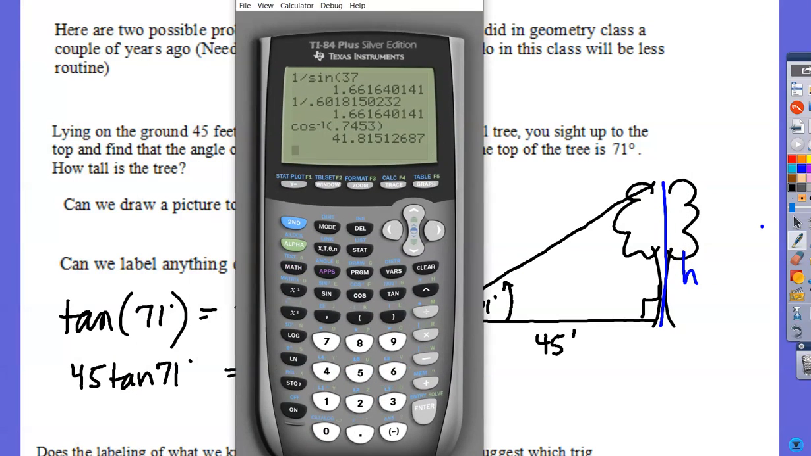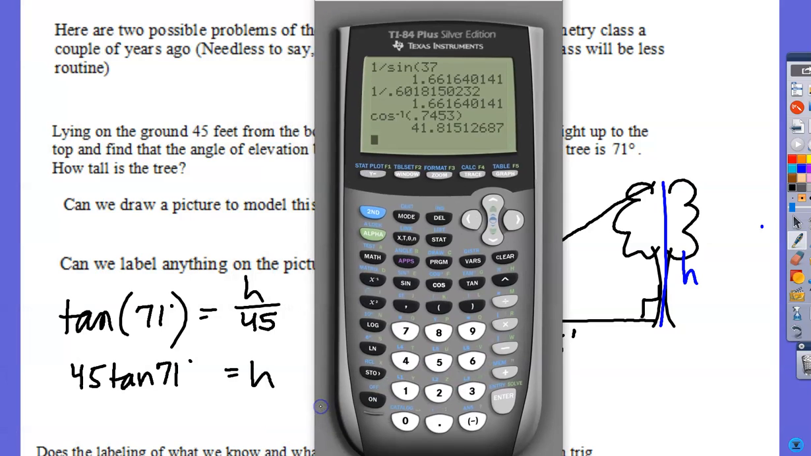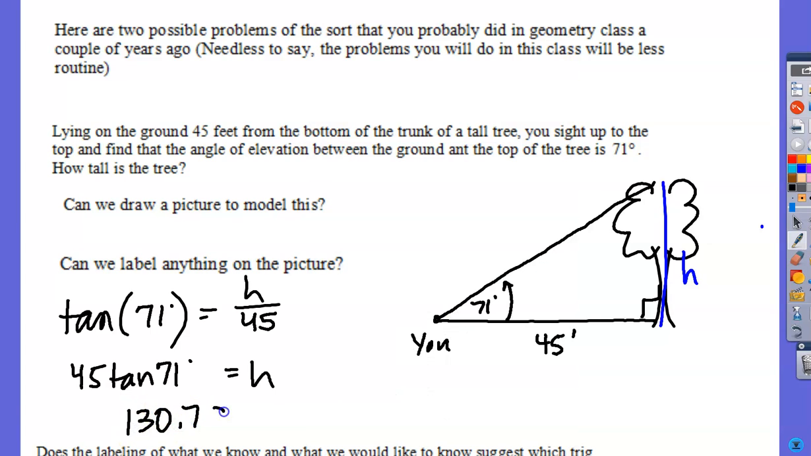Oh my gosh, you guys, it doesn't want to cooperate. Okay. So let's do this. So I've got 45. I can put the multiplication symbol, but it's understood as multiplication if I write it next to it like that. Okay. And so let's go to the nearest tenth. So we'll say 130.7 nearest tenth. So I'm going to say 130.7 feet about for the height. That lets my reader know I rounded it.